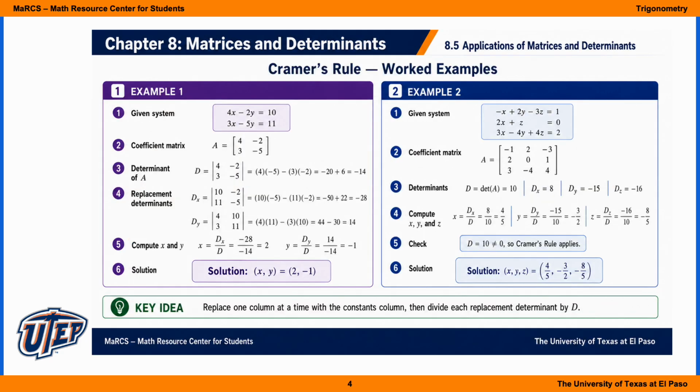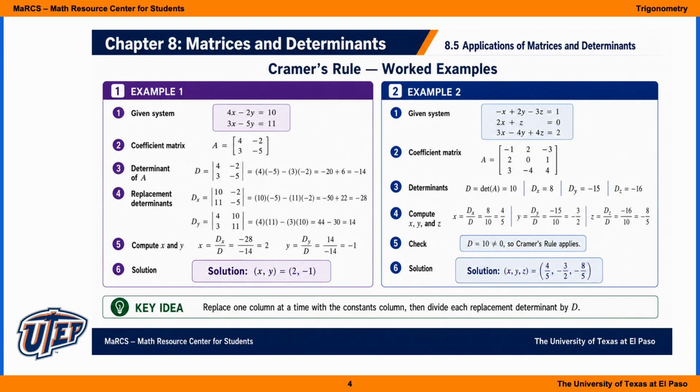So here we're given two examples, the first one being a 2x2 version. We have the system of linear equations, 4x minus 2y is equal to 10, and 3x minus 5y is equal to 11. So first we write our coefficient matrix. A is equal to the 2x2 matrix with 4, -2, 3, and -5. So we compute the determinant of A. That will be 4 times -5 minus 3 times -2. So 4 times -5 is -20, 3 times -2 is -6. So -20 minus -6 is equal to -14.